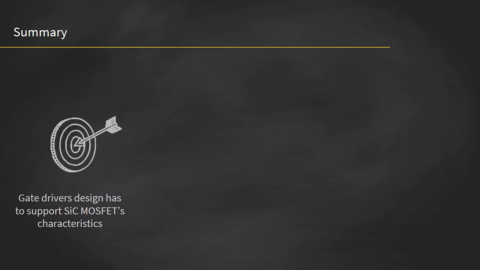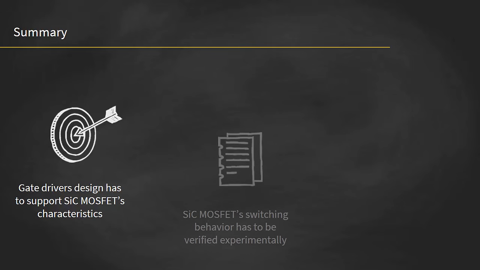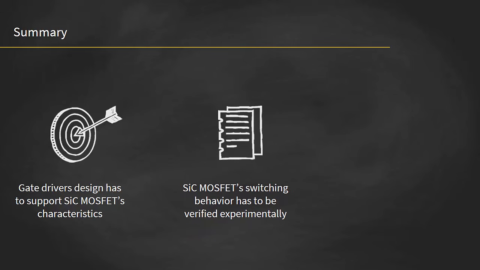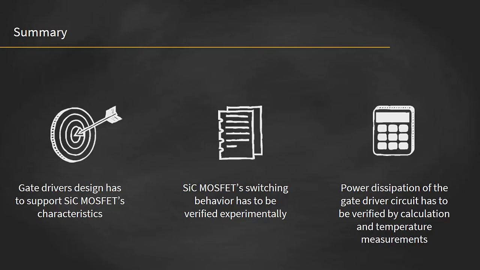In this training, you have seen that a gate driver design has to support silicon carbide MOSFET characteristics, which can also include low gate source threshold voltages. Silicon carbide MOSFET switching behavior in the application has to be verified experimentally in the final design by lab double pulse measurements. And in addition, the power dissipation of the gate driver circuit also has to be verified by calculation and temperature measurements using, for instance, an infrared camera.